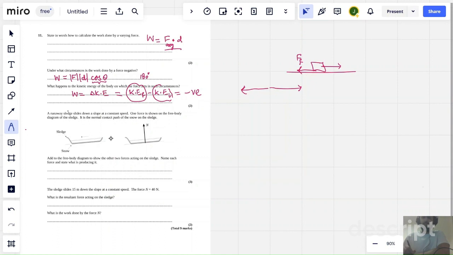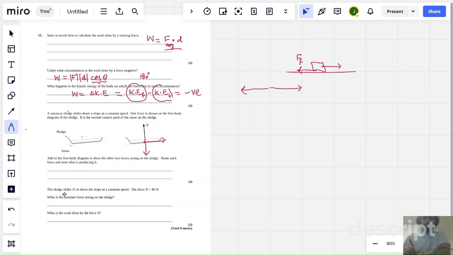So remember what I said about free body diagrams. You always draw forces starting from the object, and the force will always be pointing away from that object for which you are drawing the free body diagram. For this sledge, we'll have weight acting downwards and we'll have friction acting in the opposite direction. So these are the two forces.